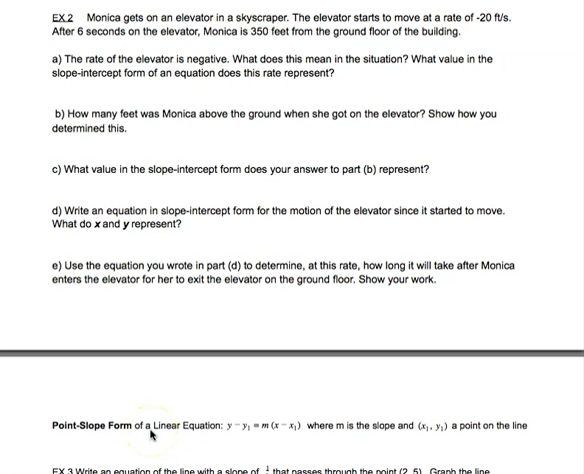So we've got a couple things going on here. First, in A, the rate of the elevator is negative. So we need to know what this means in the situation, meaning in real life. What does the fact that it's negative tell us? What is the elevator doing? Hopefully you said it's negative because the elevator is moving down.